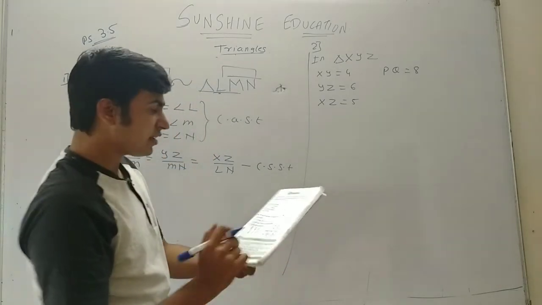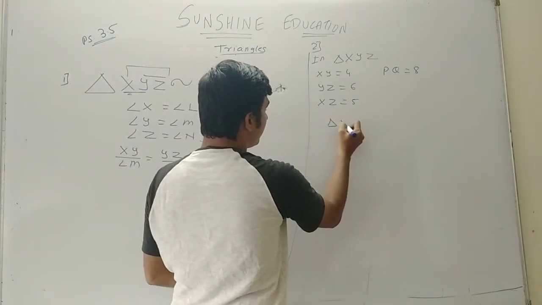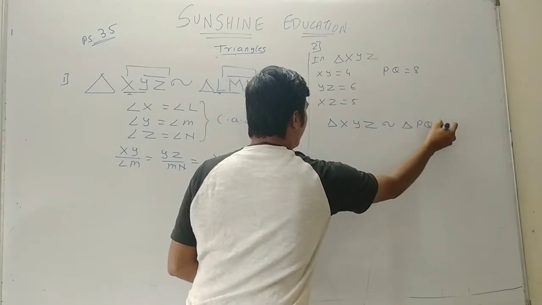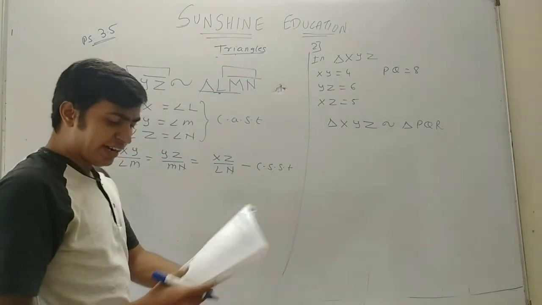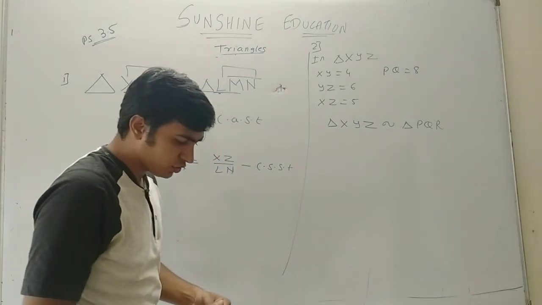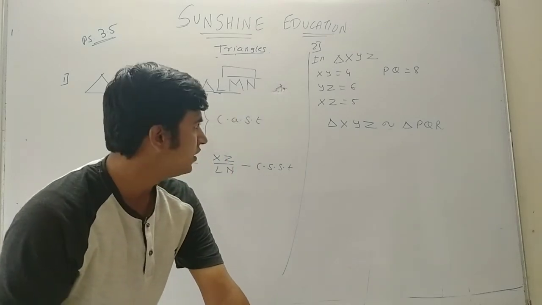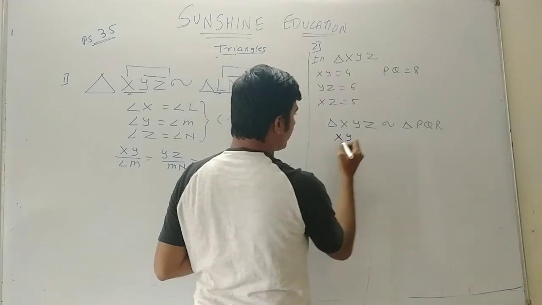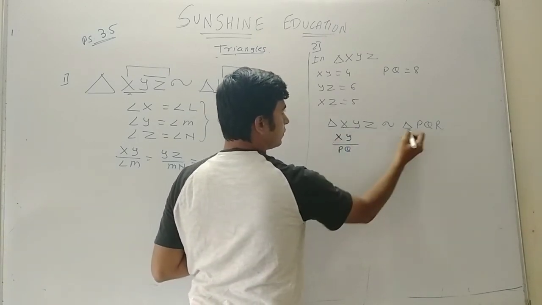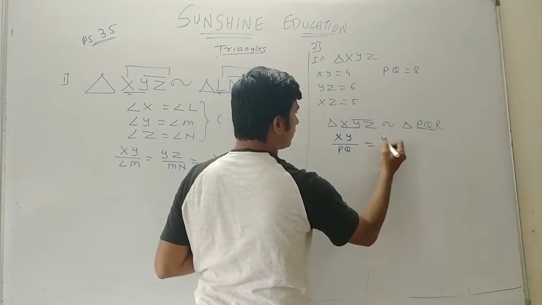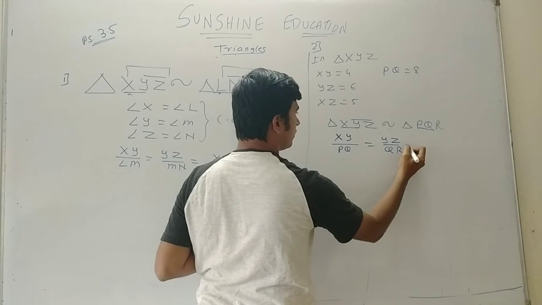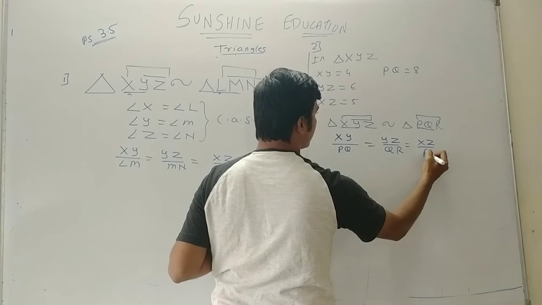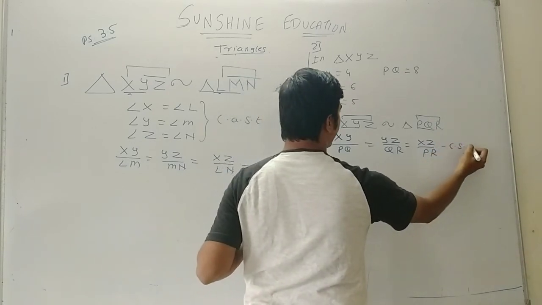Triangle XYZ is similar to triangle PQR. Then we need to find the remaining sides. It is very easy. So if two triangles are similar, sides are in proportion. So I can say that XY upon PQ, first two, is equal to YZ upon QR, and XZ upon PR. Corresponding sides of similar triangles.